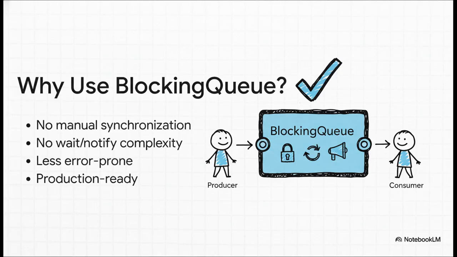So why is it so much better? Simple. It handles all that messy, error-prone coordination for you. All those synchronized blocks, those while loops with wait calls, the notify all calls, it's all baked right into the BlockingQueue itself. It was written by concurrency experts, it's been tested to death, and it's way less likely to have those subtle bugs that are so hard to find.